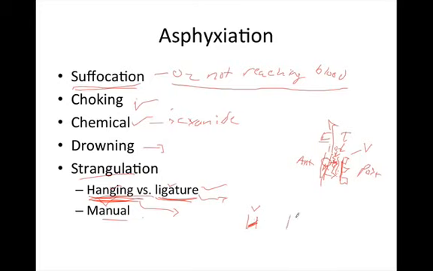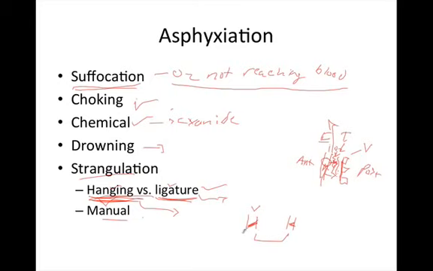Versus when you see ligature scarring, it could be parallel with the neck, or it may be at a slightly upward angle depending on how the person was strangled. But something you have to keep in mind is that the scarring on the neck is going to be a little different between these two as well.